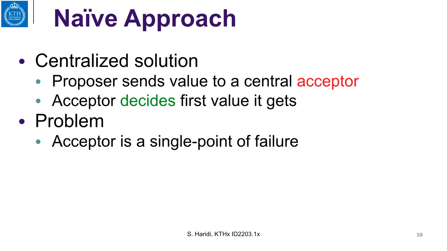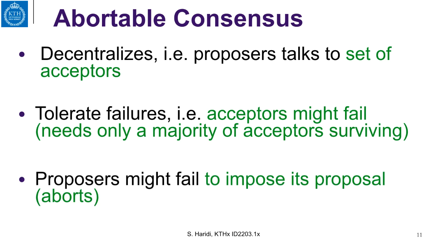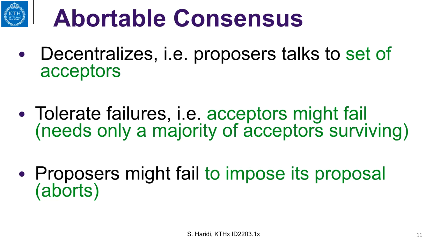Our solution is then the Paxos algorithm, which is a portable consensus. And what does it do? It decentralizes the acceptor. So proposers are going to talk to a set of acceptors, and that will tolerate failure as long as a majority of acceptors do not fail or are not faulty. So acceptors might fail, but you need only a majority of acceptors for surviving. And depending on the failure model, if it's a crash-stop model, failing means you just get out of the system, whereas in the crash-recovery model, you might fail and then recover. As long as you recover finitely many times, you are still a correct process.